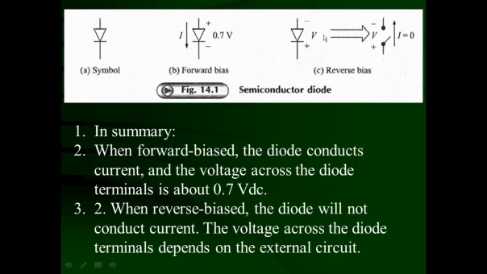This condition is shown here with the switch. You can see this switch. If the switch is open, the current does not flow. That means the potential across the diode is the same as the supply, that is VCC. In summary, when forward biased, the diode conducts current and the voltage across the diode terminals is about 0.7 volt DC. Second, when reverse biased, the diode will not conduct current. The voltage across the diode terminals depends on the external circuit.